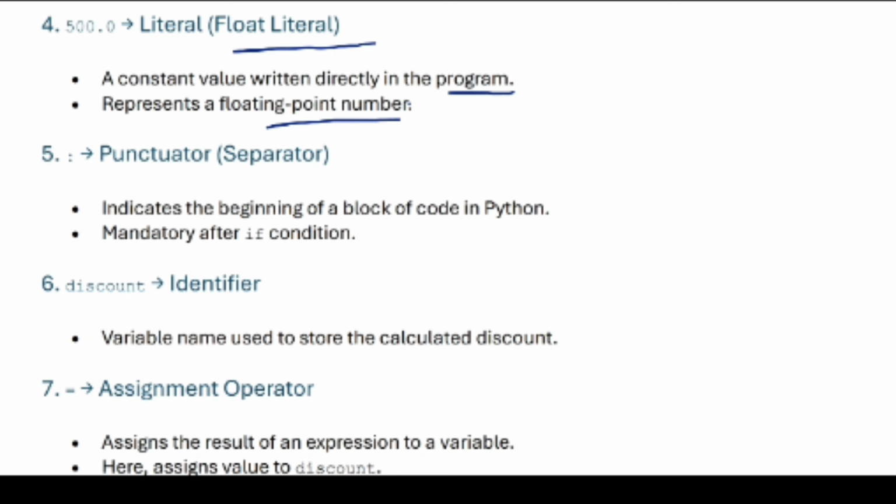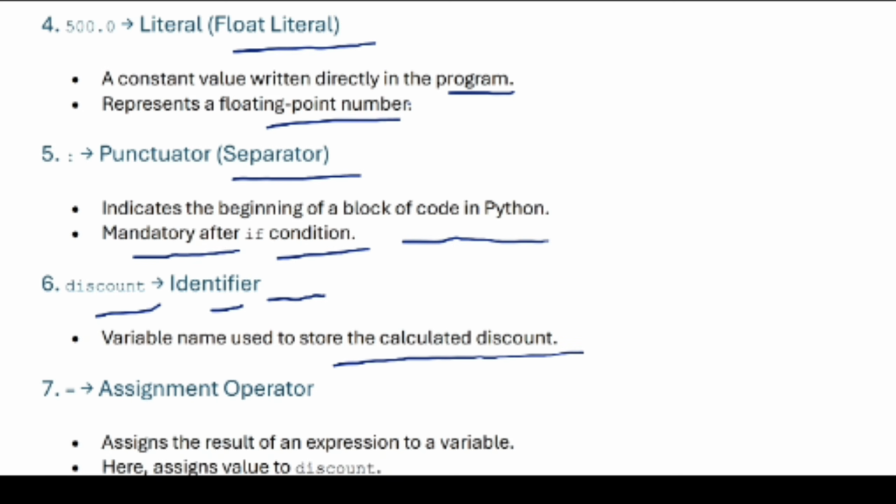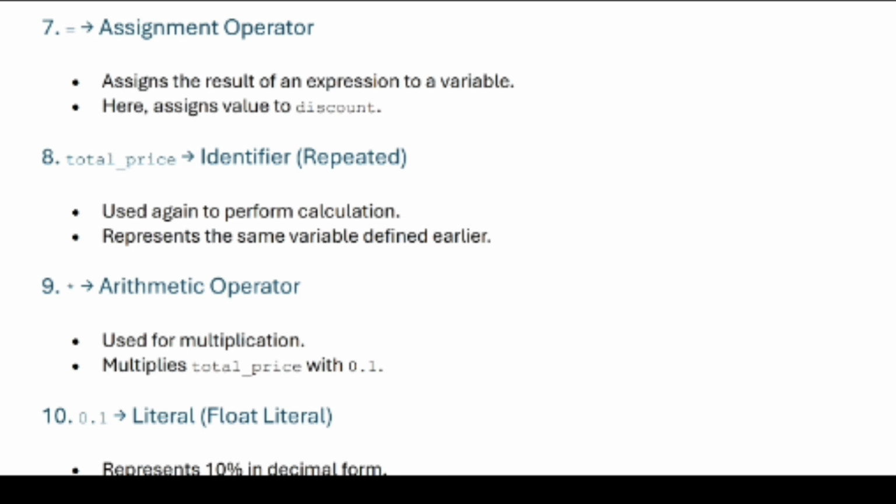Next is the punctuator, which we also call a separator. The colon indicates the beginning of a block of code in Python, and is mandatory after the if condition. Okay. Next, they have given discount, which is an identifier, the variable name used to store the calculated discount. And next, they have given "=", which is an assignment operator. We call it an assignment operator. It assigns the result of the expression to the variable, and here the value is assigned to discount.